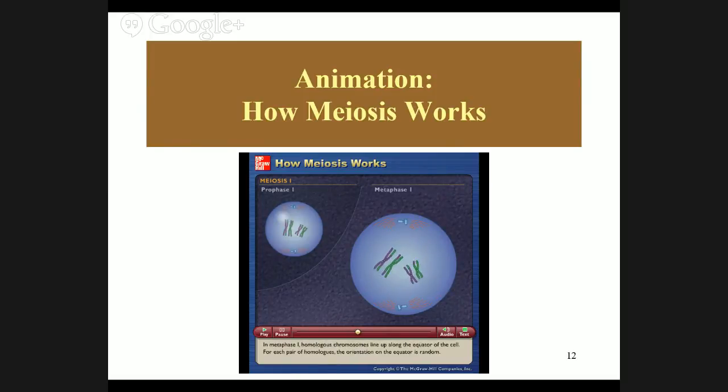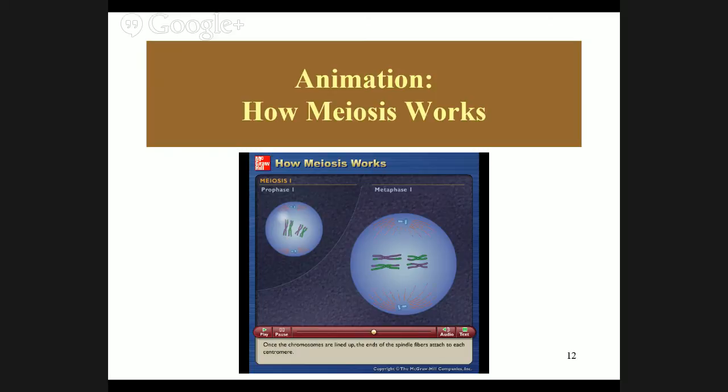In metaphase 1, homologous chromosomes line up along the equator of the cell. For each pair of homologs, the orientation on the equator is random. Currently, the large purple chromosome and the small green chromosome are on top. However, the small purple chromosome could just as easily have ended up on top. Each different orientation results in gametes with different combinations of parental chromosomes. This process is called independent assortment.